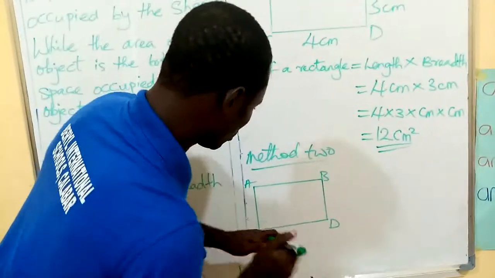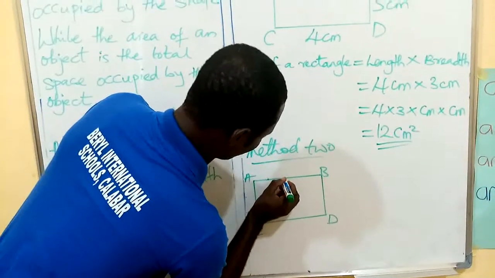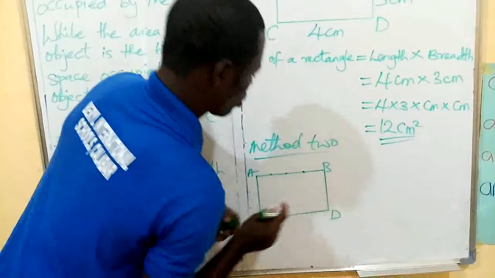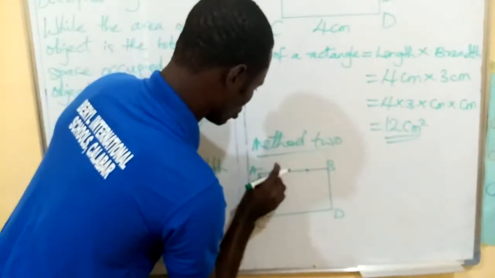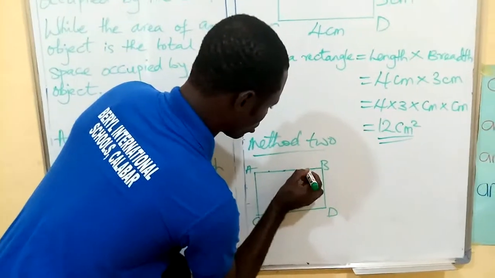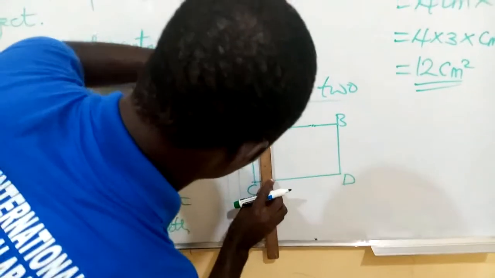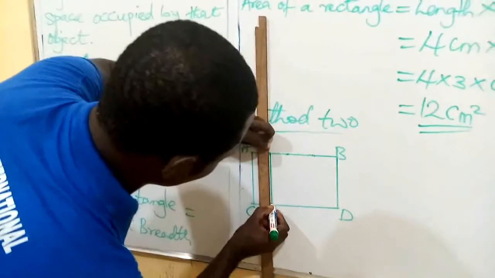Make sure that you divide it into four equal parts. The parts must be equal. You're supposed to use a ruler to take the measurement so that you're going to have equal parts here. Alright, the first line is from here to here.